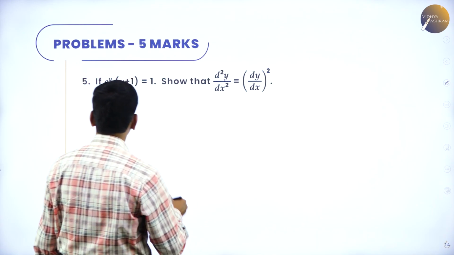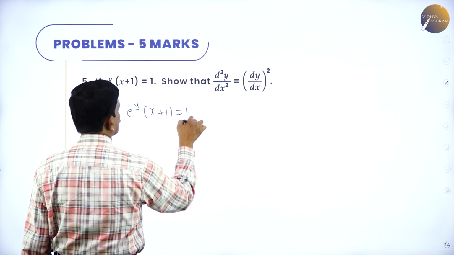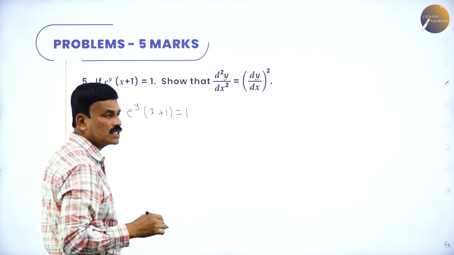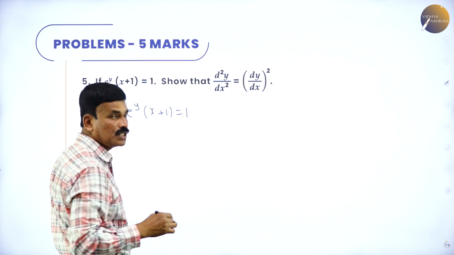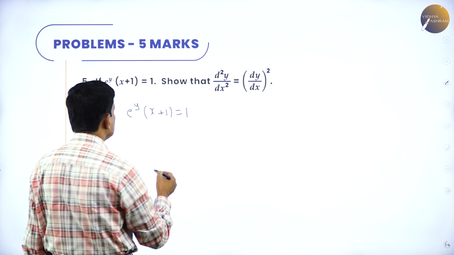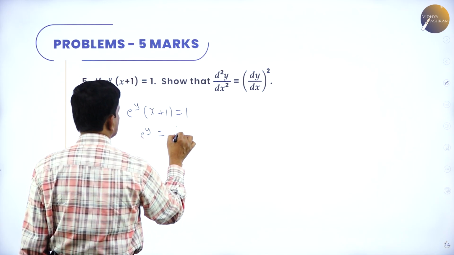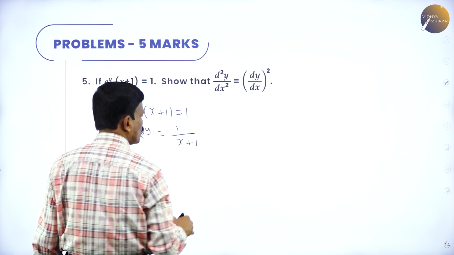What is the problem given? e to the power of y into x plus 1 is equal to 1. Now prove that d²y/dx² is equal to (dy/dx) whole square. Now this can also be written as, so here, e to the power of y is equal to 1 over x plus 1.